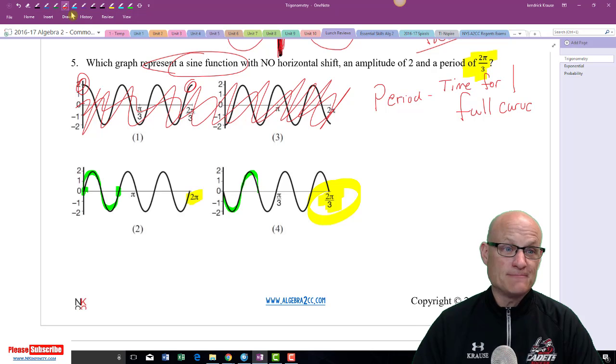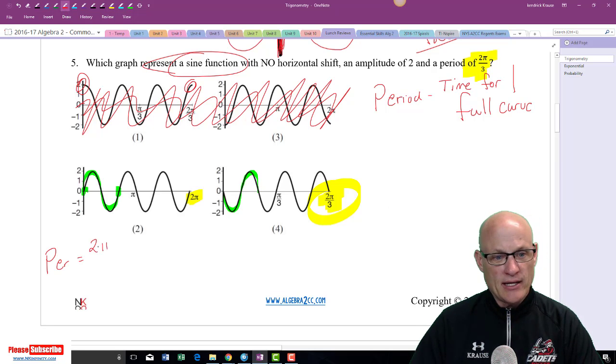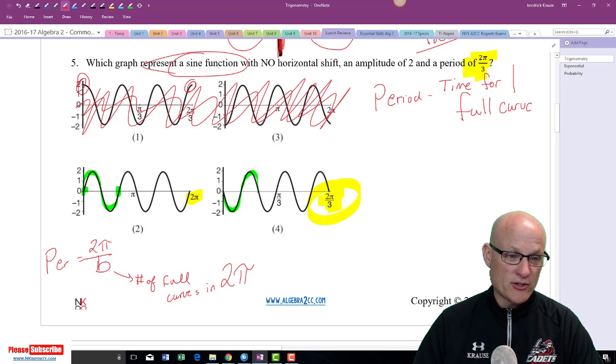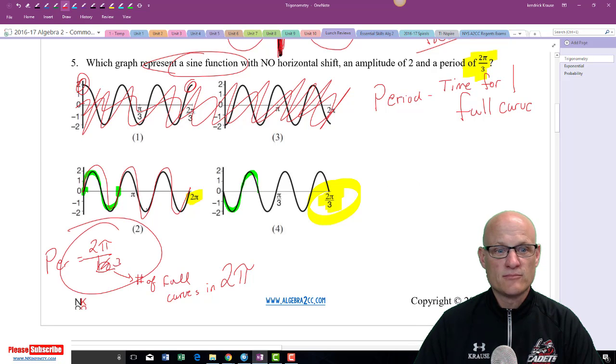Now let's see why. Remember the formula for period is equal to 2 pi over b, right? So b is the frequency, the number of full curves in 2 pi. So how many full curves do I finish in 2 pi? 1, 2, 3. So b is really 3. Oh, 2 pi over 3. There's my period. So this was the right answer.